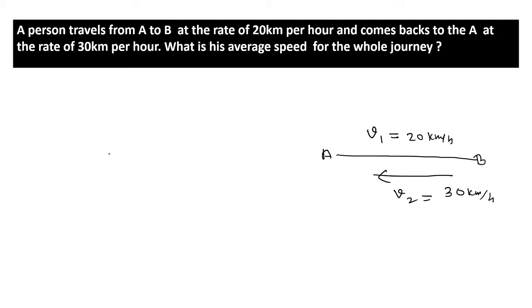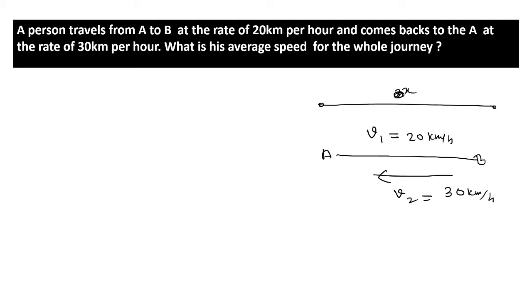Let us consider the distance from A to B is 2x. Or rather, let us consider this is x. From A to B, we have taken the distance as x. Is that clear to all of you? I hope it is clear. So the distance from A to B is x. Okay guys, clear?